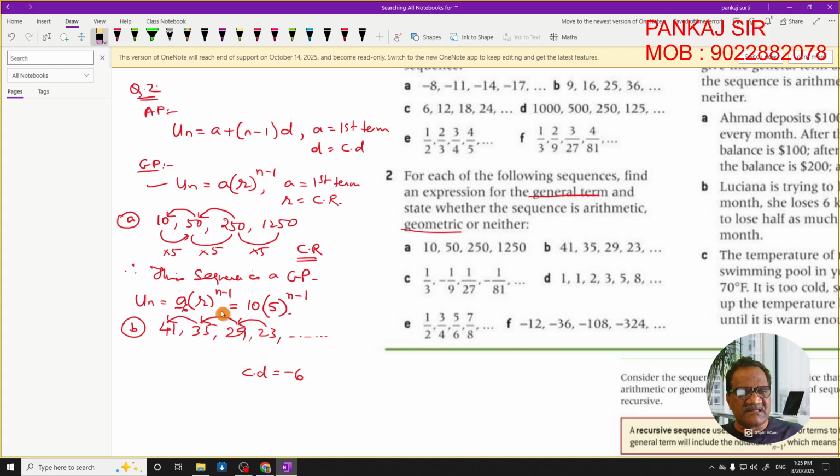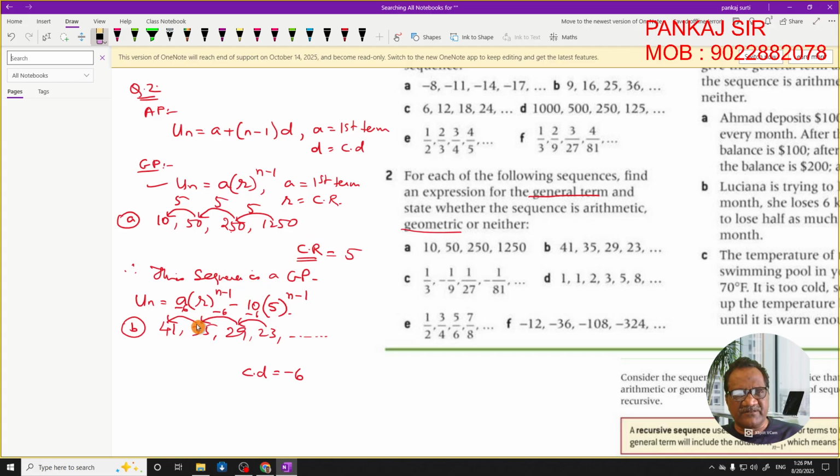So minus 6, minus 6 and minus 6 you are getting as the common difference. Here on dividing 50 by 10 you get 5, 250 divided by 50 you get 5, and this you get 5. So in this case the common ratio was 5, and here the common difference is minus 6. I'm removing this so that you don't get confused. Stick to one method.